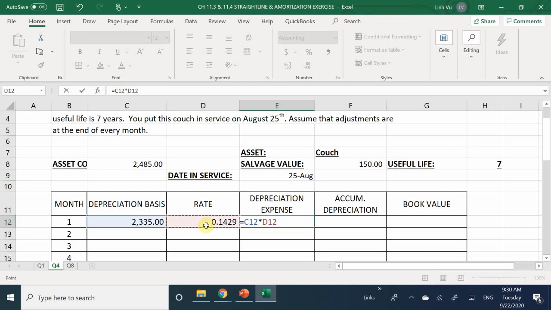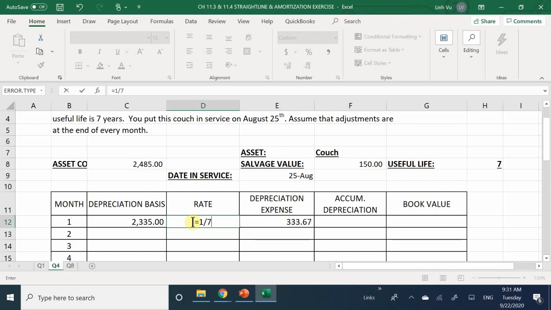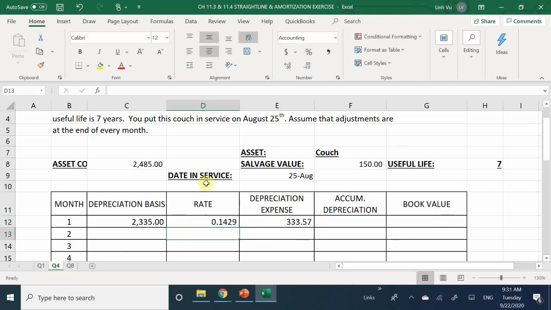Times 0.1429. Yeah, 333.67. Right? Yeah. $333.67. Is that what everyone else got? I got 57. Why did I get 57? Oh, you didn't round this off. You probably left it in. There you go, 57. Okay? I chose to round it, but in this case, you don't have to round it. It's whatever you want to choose, but I chose to round it by 4 decimal points.